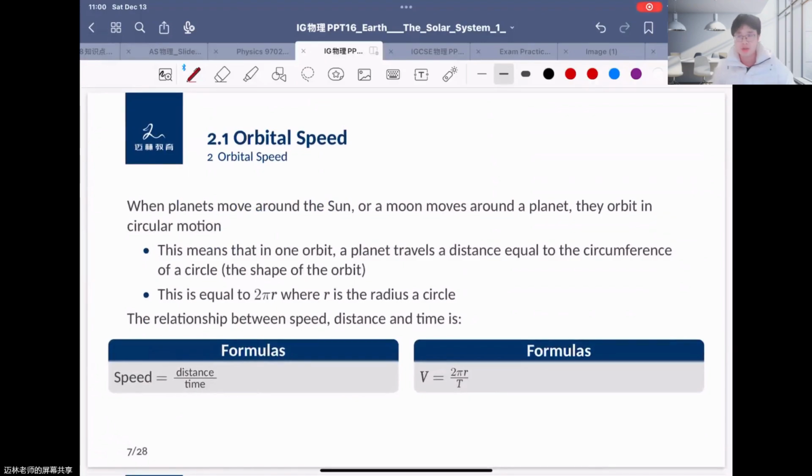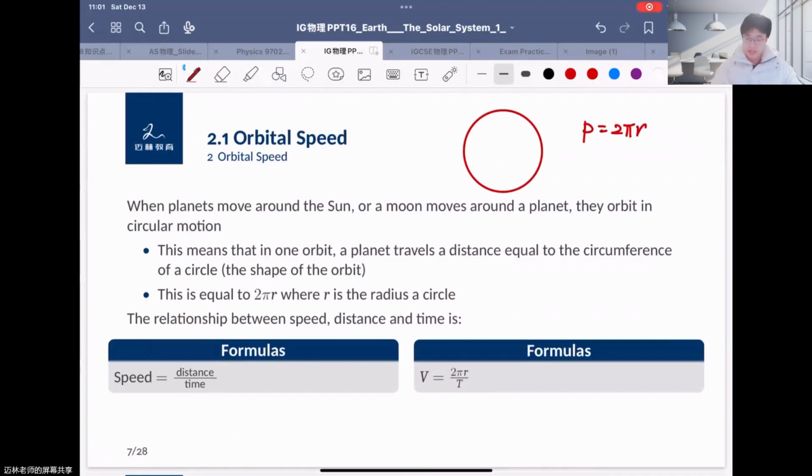Most of the planets and satellites, moving around maybe the sun or maybe other planets, have an orbit that is a circle, right? So then we can consider it using the circle perimeter formula. We all know that the perimeter of a circle is 2 times pi times the radius, right? I think it's not very difficult for you.